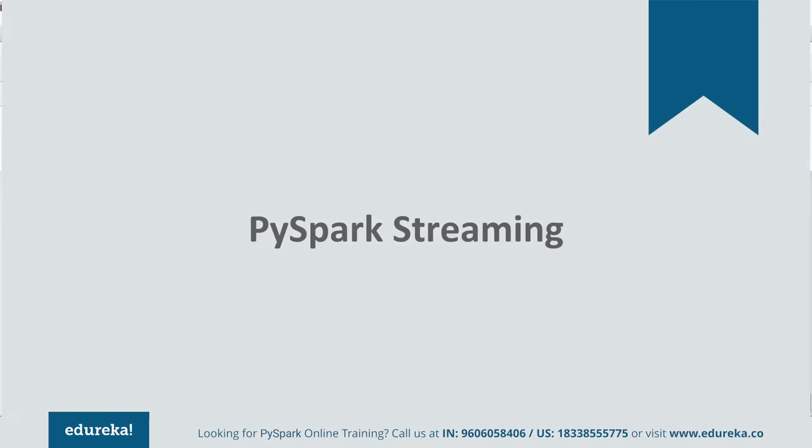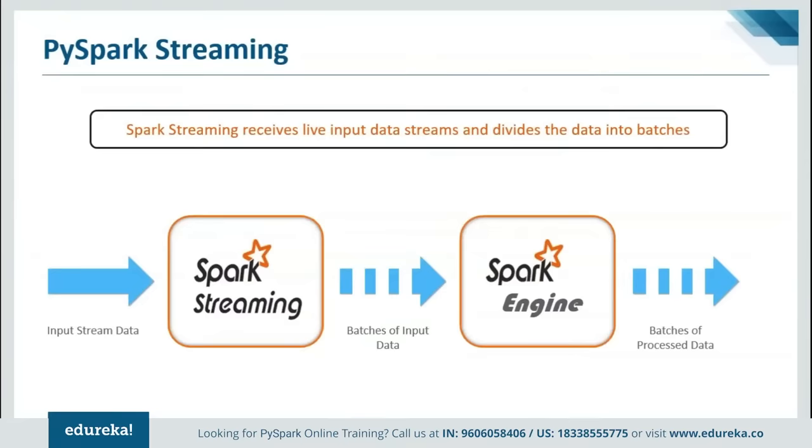So the next topic in our discussion is PySpark Streaming. Now, Spark Streaming is a scalable, fault-tolerant streaming system which takes the RDD batch paradigm. Spark Streaming processes the data in batches, which ultimately speeds up the entire task. Spark Streaming receives an input data stream which is internally broken into multiple smaller batches, and the size of these batches is based on the batch interval. The Spark engine then processes those batches of the input data to produce a set of batches of processed data.